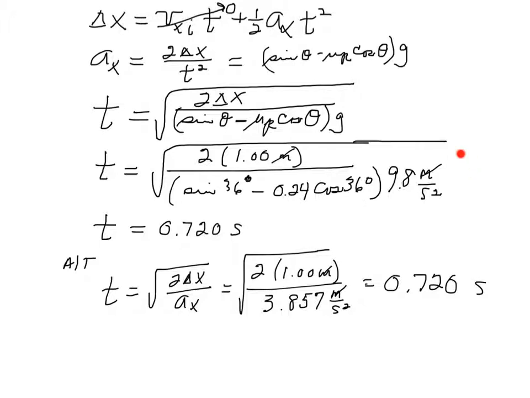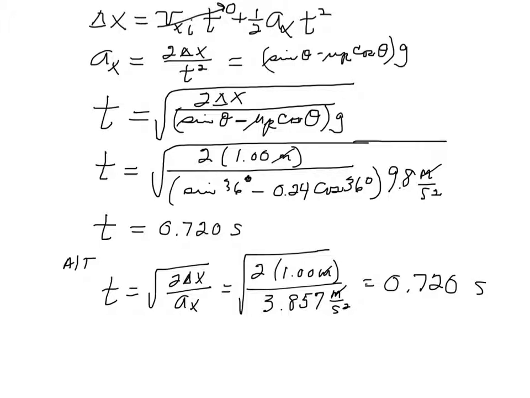We put the numbers in. Notice I put in numbers with units. I cancel the units. We're taking the square root of 1 over second squared. That's the square root of second squared, so the units do come out to be seconds, and the time comes out to be 0.72 seconds, a pretty short time.